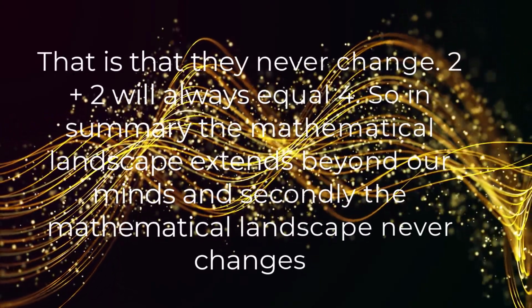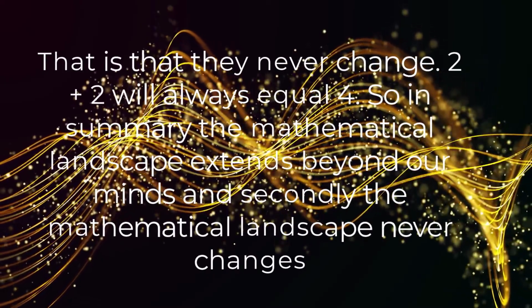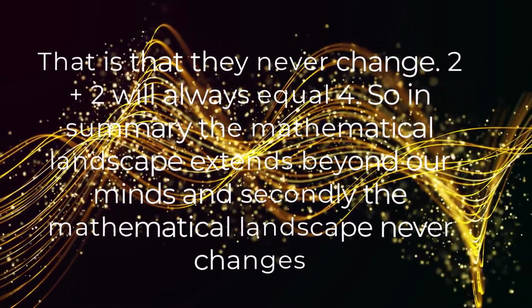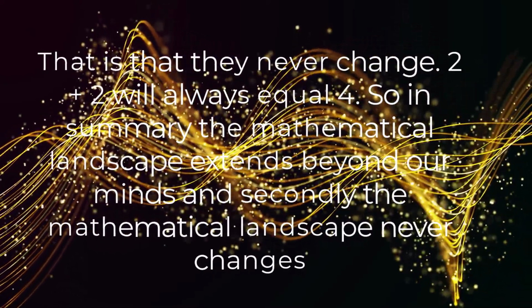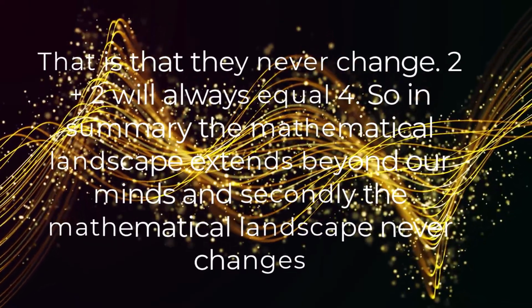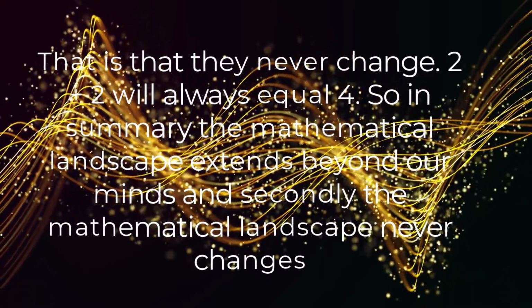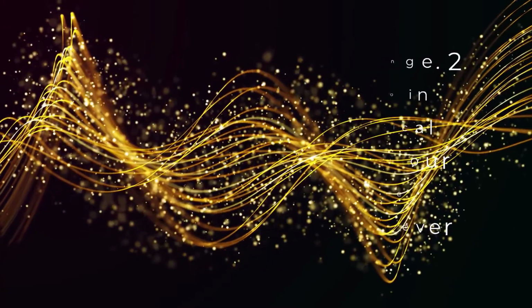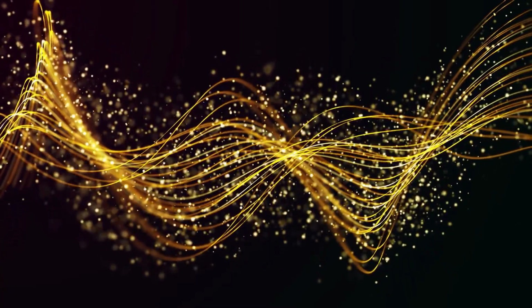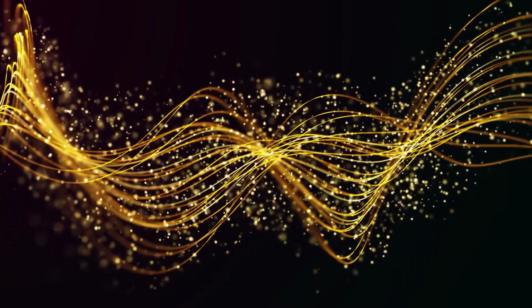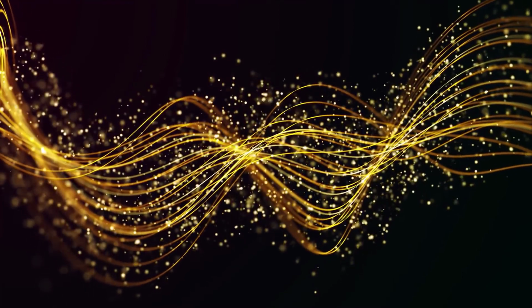That is, they never change. 2 plus 2 will always equal 4. So in summary, the mathematical landscape extends beyond our minds. And secondly, the mathematical landscape never changes. Now, how do we explain the existence of this mathematical landscape? My answer is the foundation theory.